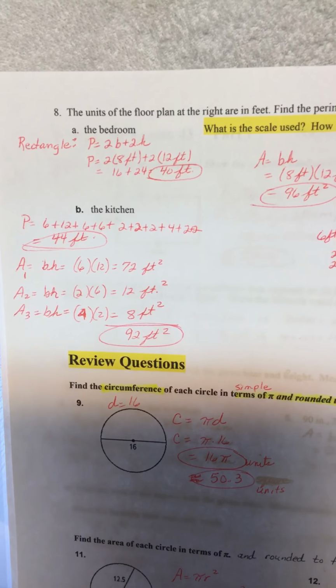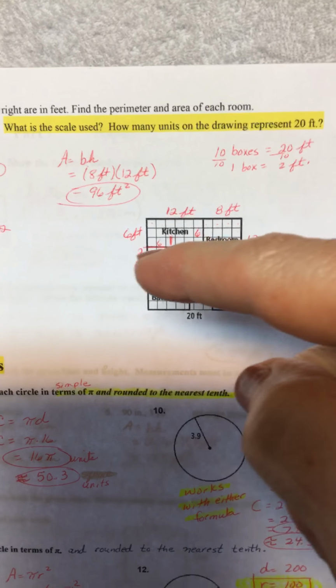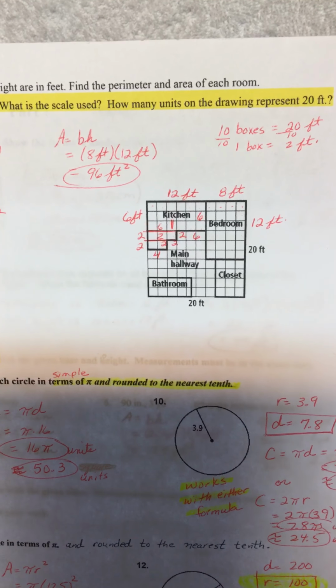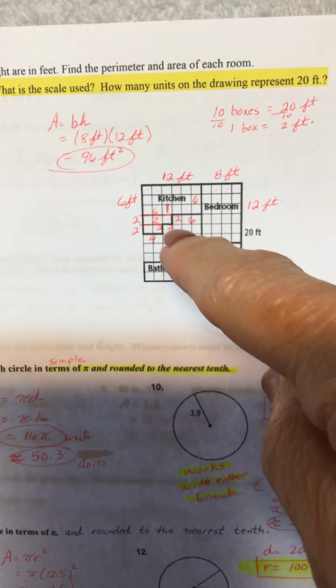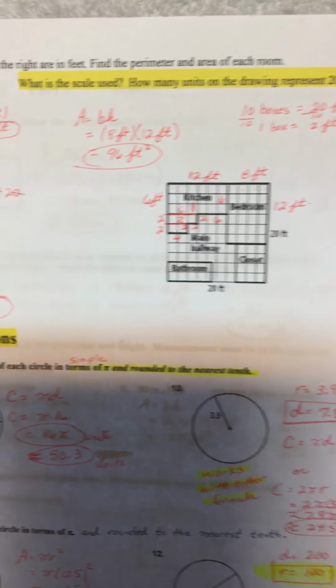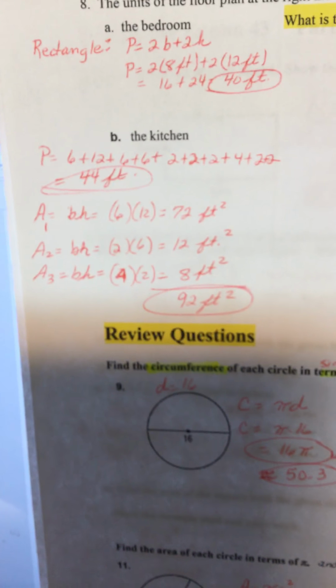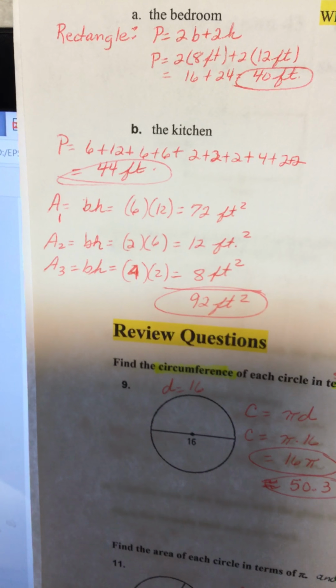Now, doing the other shape, which is the kitchen, I thought of it in terms of 3 rectangles when I started doing the area. To do the perimeter, I simply counted around. This was 6, this was 12, this was 6, 6, 2, 2, 2, 4, 2, 2. So I simply added up all of those sides there and came out with 44 feet. A lot of you were close. Some of you got 40, 42, but it was actually 44.